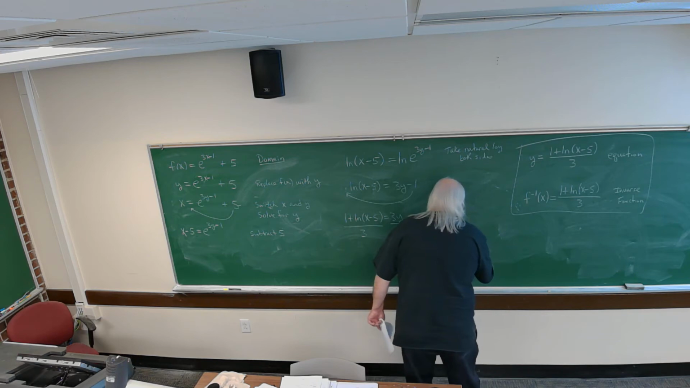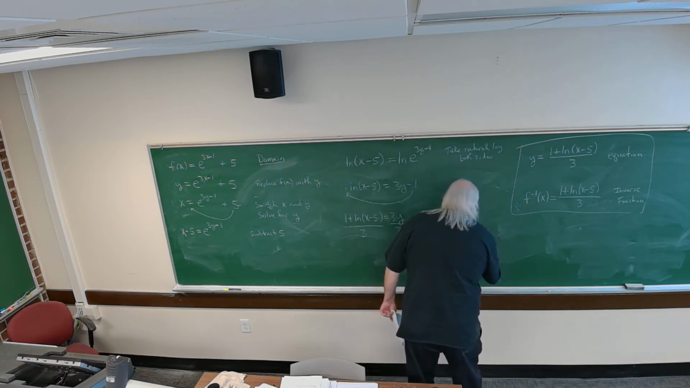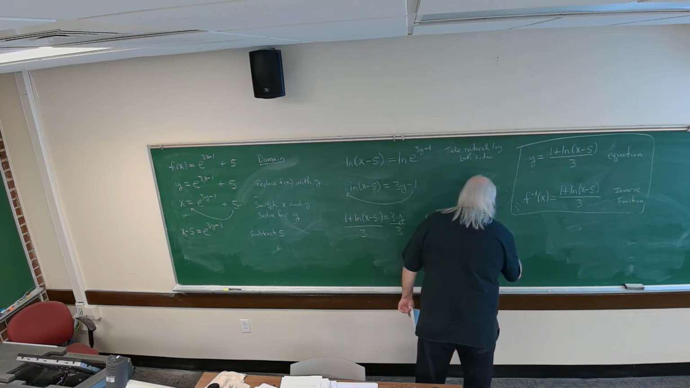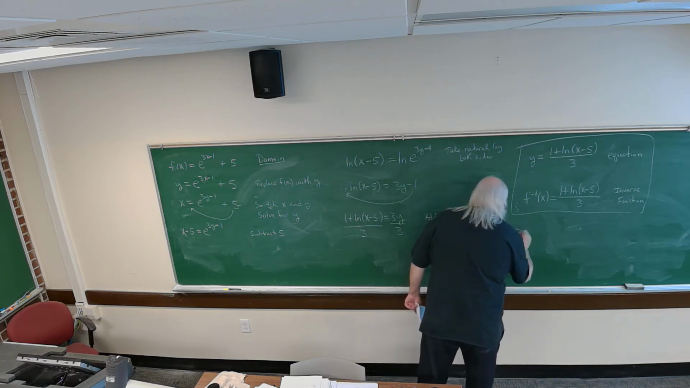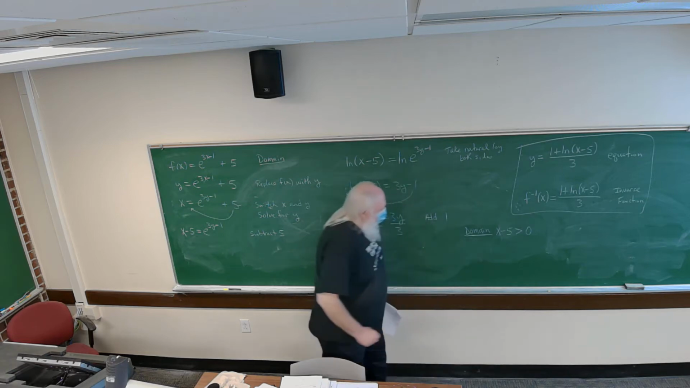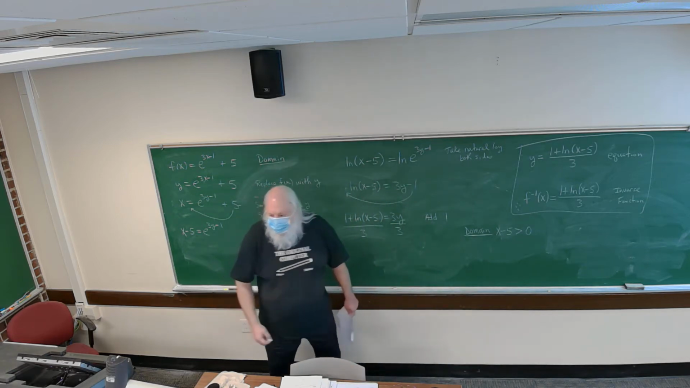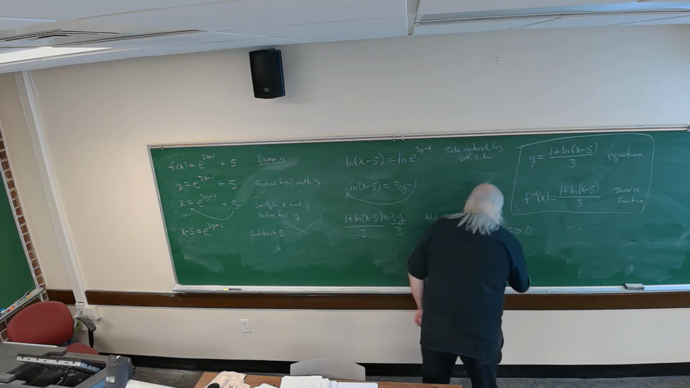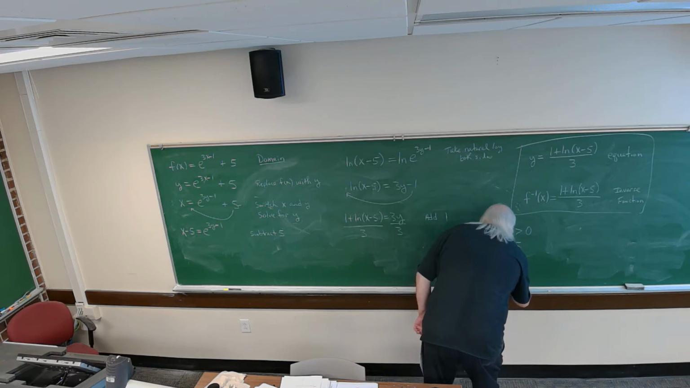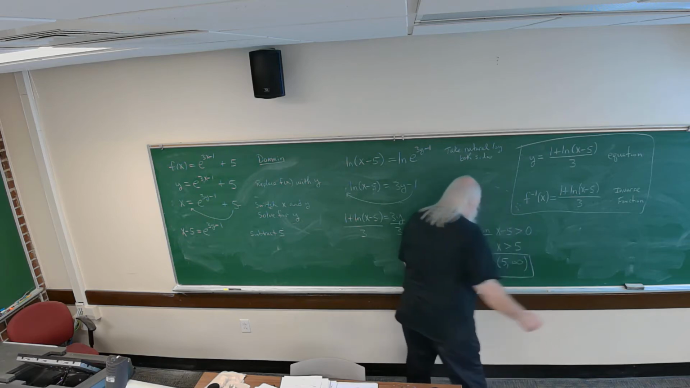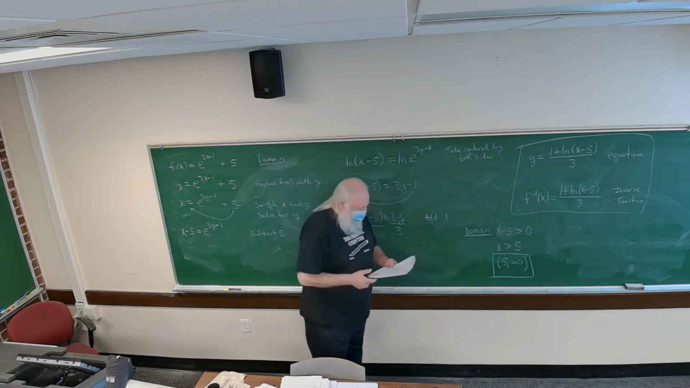So the domain: set the argument x minus 5 greater than 0. Then we solve for x, add 5 to both sides, get x is greater than 5. And so in interval notation, the domain is parentheses 5 comma infinity.